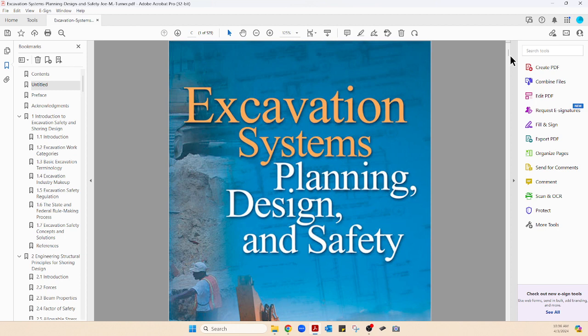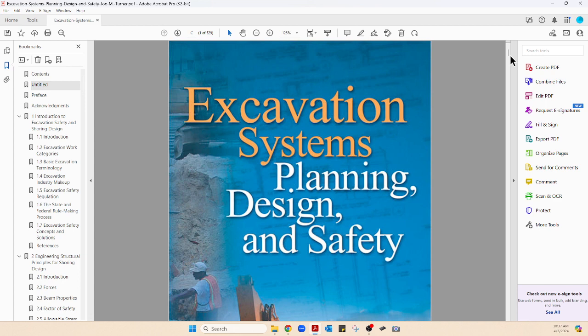That's shields, trench shields. That's shoring, aluminum, hydraulic vertical shoring, whalers, all kinds, cofferdams. There's tons of different kinds of protective systems. But this is going to talk about those systems, how to plan for excavation, the design of the systems, and the safety produced by these excavation systems.